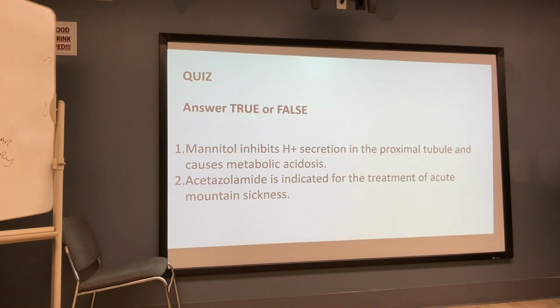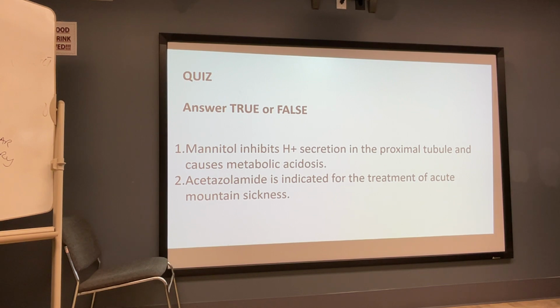No, I don't think I gave you that. So, tell me whether this statement is true or false. Mannitol inhibits hydrogen ion secretion in the proximal tubule and causes metabolic acidosis. False. I want more answers.